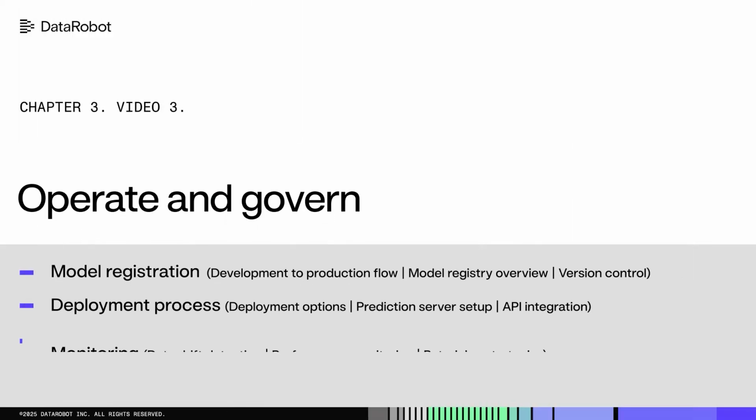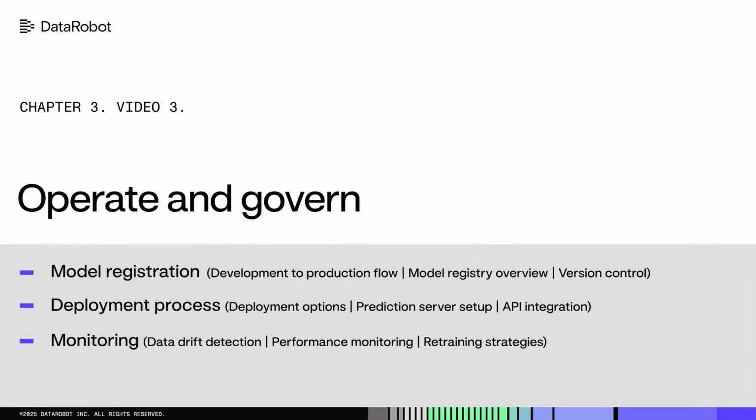In this walkthrough, we'll cover the govern and operate workflow for taking your predictive model from the DataRobot leaderboard and putting it into production. Specifically, we're going to cover how to register the model, how to deploy the model to a prediction environment, how to make predictions in various ways with that newly deployed model, and then how to review the built-in monitoring metrics that are provided as standard with a DataRobot deployment.